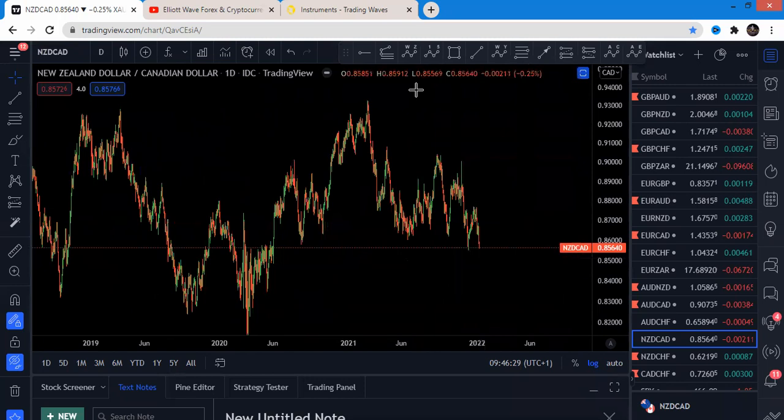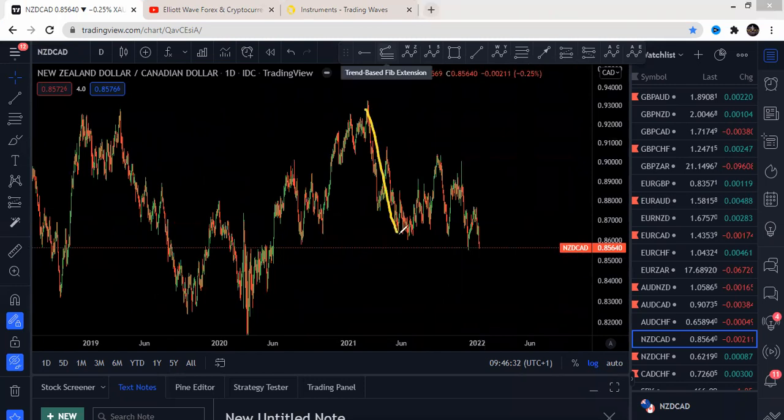NZDCAD, if you remember, the structure here is this. We actually started selling it from here and it has now come down here in this format. If you look at that structure, you've got 1, 2, 3, you've got 1, 2, 3 there, you've got 1, 2, 3. We're expecting this to complete around this level. So this is still bearish. We'll expect that to continue lower. WXY structure to around this level as far as NZDCAD is concerned.